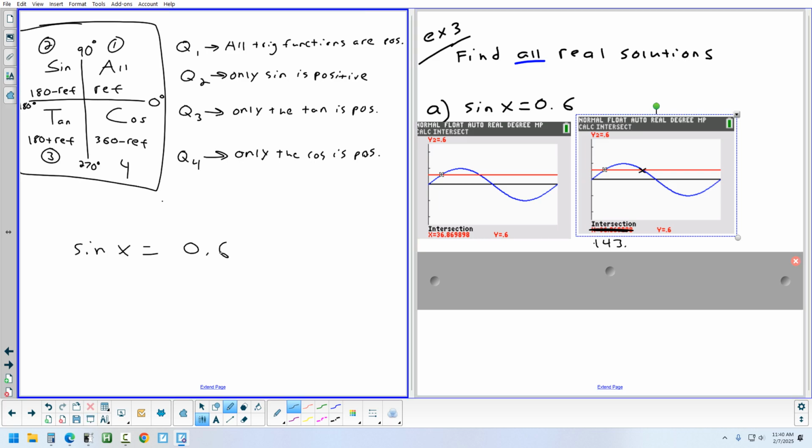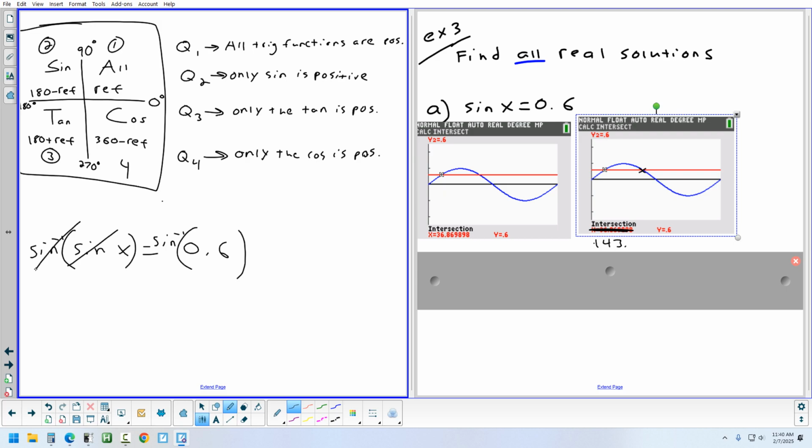I want to solve for x. All I have to do is get rid of the sine function. How do I get rid of sine? Take the inverse. Yep, take the inverse sine. Do it on the left. Do it on the right.